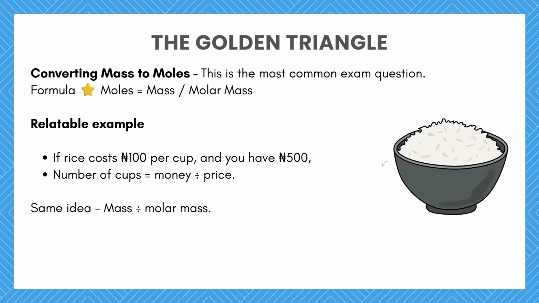So the first among all three of them is the moles. Now, this is a very common exam question for examinations like WAEC, NECO, JAMB, and other terminal examinations like that. When you are asked to calculate the number of moles of a substance and you are given the mass and the molar mass, this formula is what you use. The moles of a substance is given by the mass divided by the molar mass.